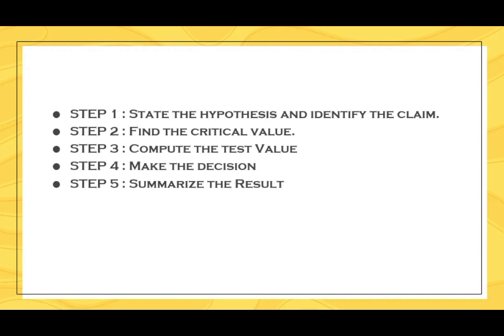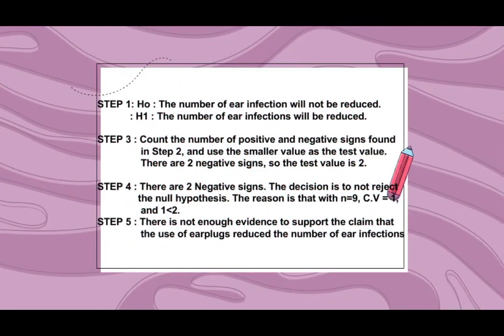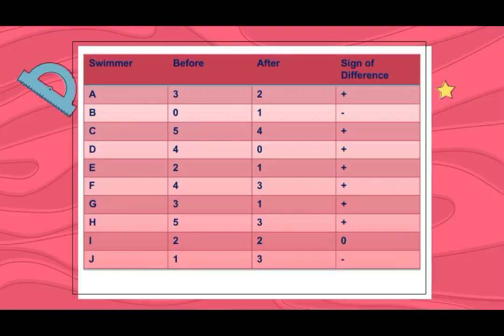So let's answer our example. In step 1, the null hypothesis is that the number of ear infections will not be reduced, and our alternative hypothesis is that the number of ear infections will be reduced. For step 2, we have a table here showing the sign of the difference between the before and after using the earplugs. The sign of the difference shows the positive and the negative of using earplugs before and after.